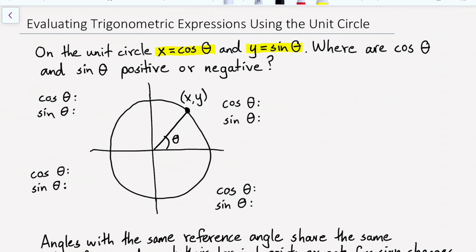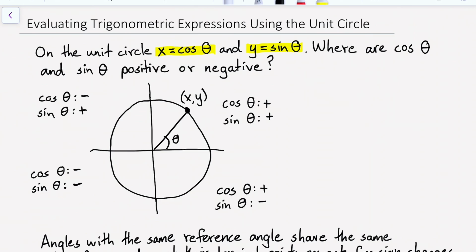So I want to begin to think, where are cosine and sine positive or negative values on the unit circle? Well, x is positive in quadrant 1 and quadrant 4. X is negative in the other two quadrants. Y is positive anywhere above the x-axis, so in quadrants 1 and 2, the y value is positive, which means sine theta is positive. Y is negative below the x-axis in quadrants 3 and 4.